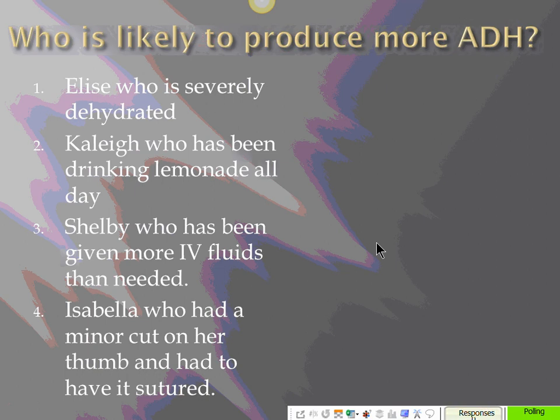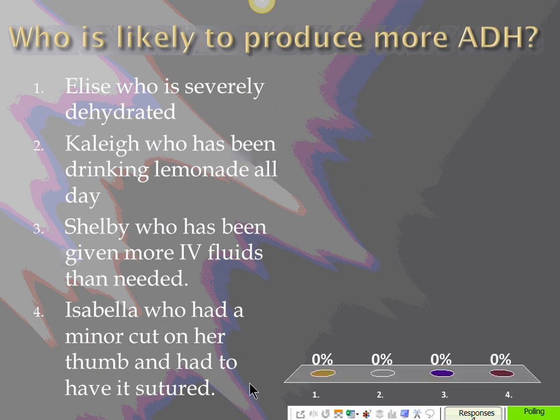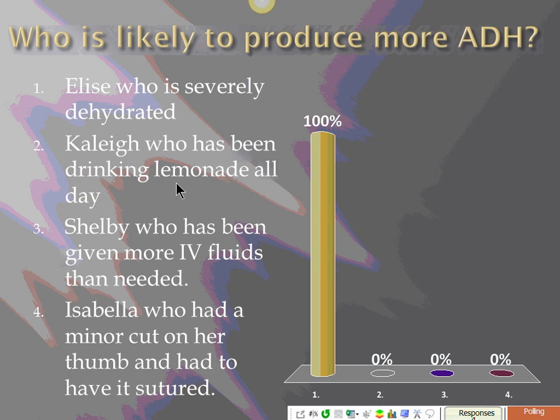And here, who is likely to produce more ADH? Very good, yes. Elise is severely dehydrated, so she needs ADH. She doesn't want more fluid to get out of her body. These two have enough fluids. And here, that's why I said she has a minor cut. So she's not really bled too much. Her blood volume hasn't been lost much. So she wouldn't be really producing ADH.